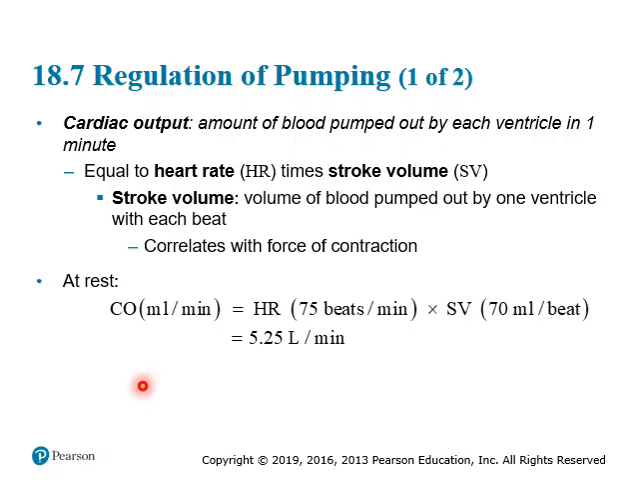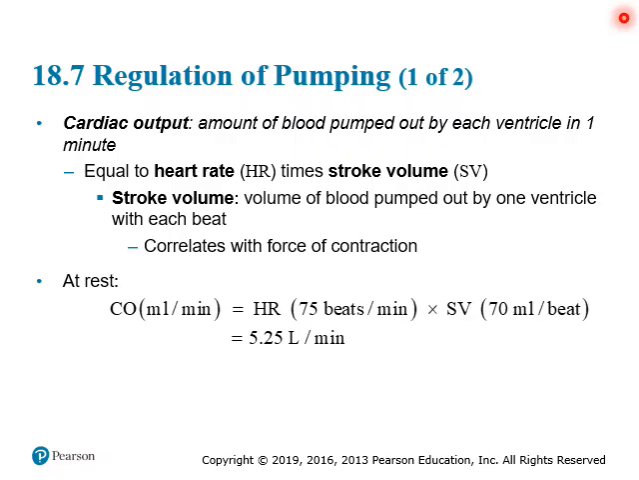The cardiac output is the amount of blood that is pumped out by each ventricle per minute, and it is equal to the heart rate times the stroke volume. And what is the stroke volume? The stroke volume is the volume of blood that is pumped out by one ventricle with each beat, and it correlates with the force of contraction.